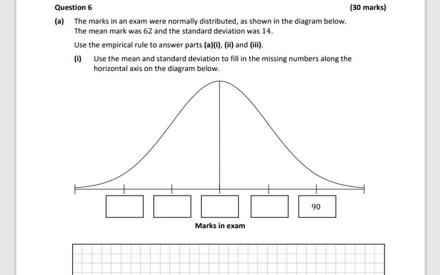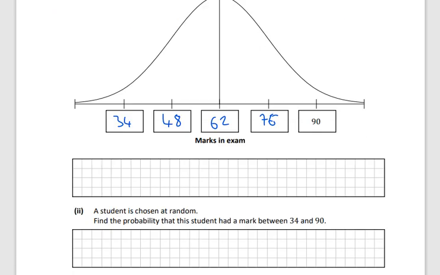We just need to know here that the numbers at the bottom all jump by a standard deviation. The standard deviation was 14. So if I just go back 14 from 90, that gives me 76. And then if I go back another 14, that gives me 62. And then 48. And then 34. We just have to go down by a standard deviation each time, and 62 is the mean that's always in the middle, so yes, 62 fits into the middle there.